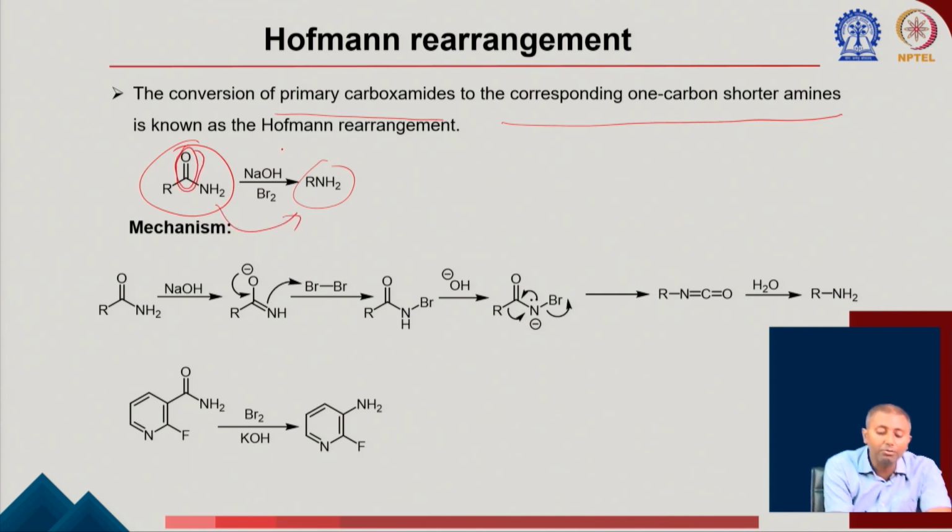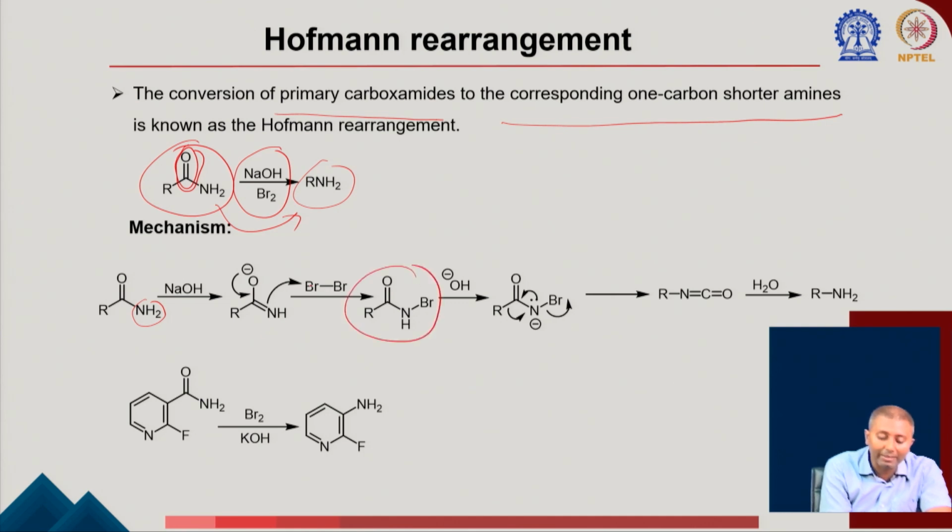So what is the reagent? You have to use NaOH with the Br2. So what is happening? The role of NaOH is actually to abstract the proton from the NH2 to form this species, which is now going to make an N-bromo species here.